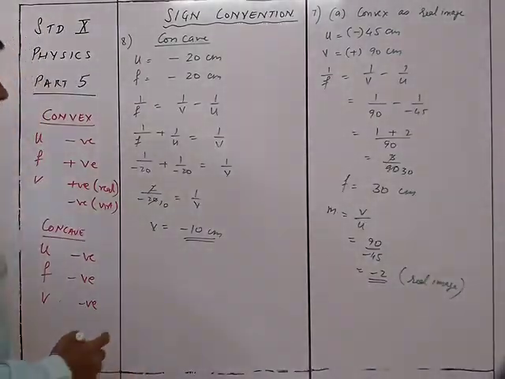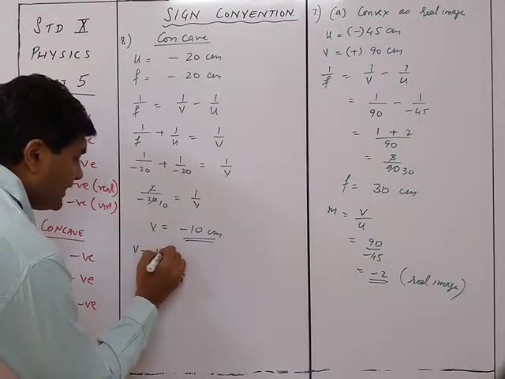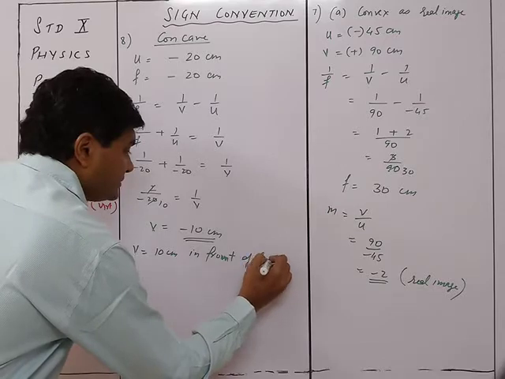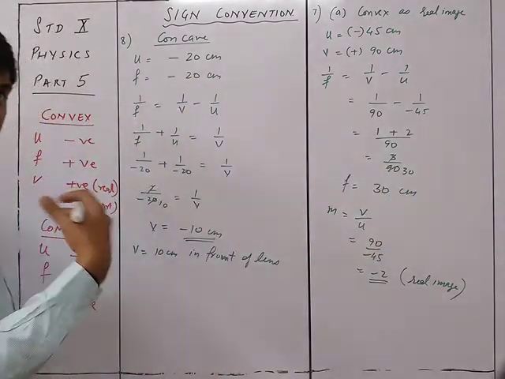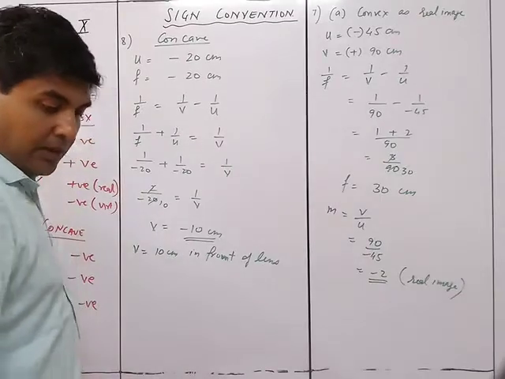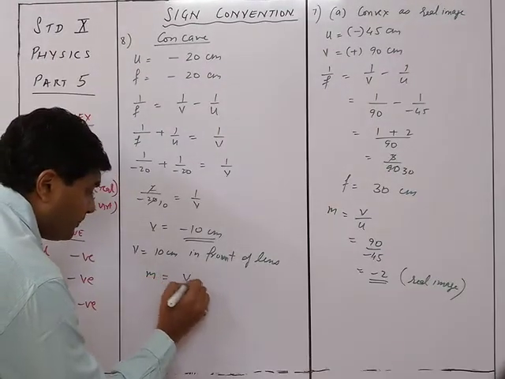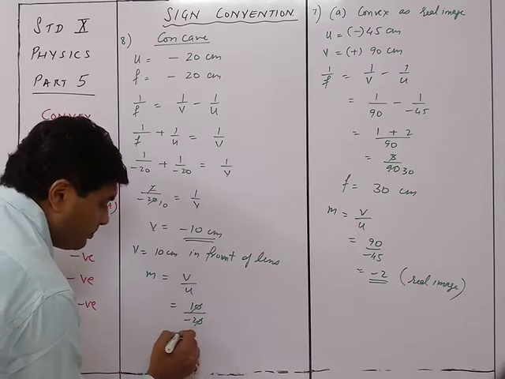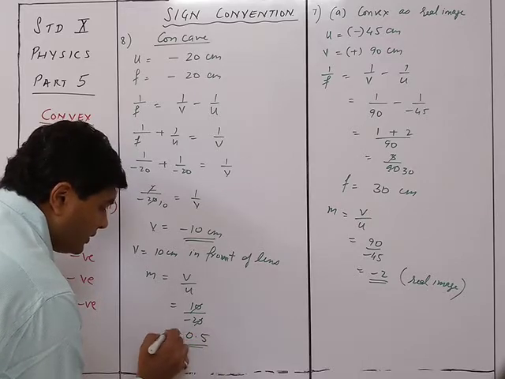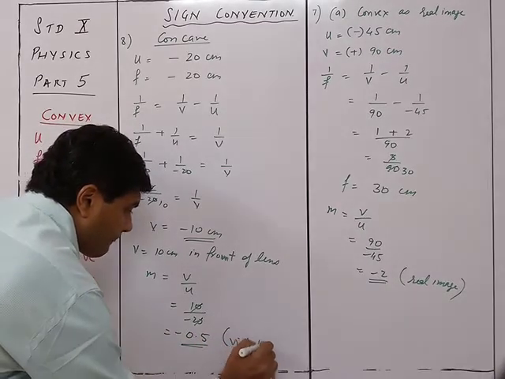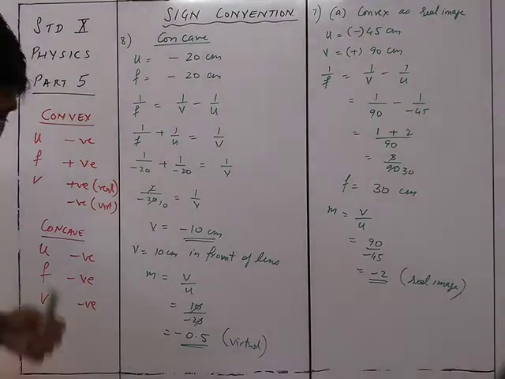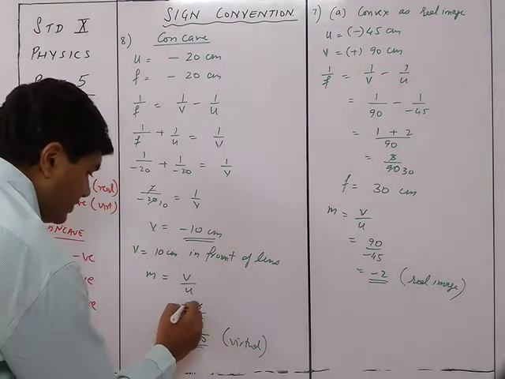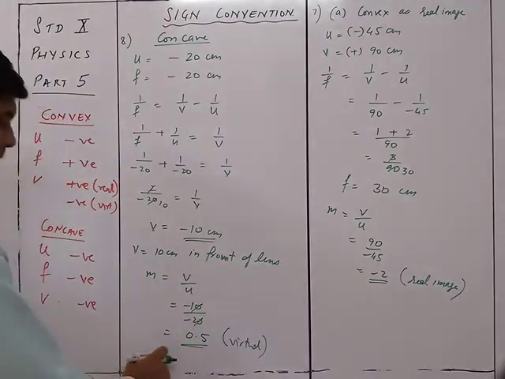So here we'll have to write that v is equal to 10 centimeters in front of the lens. It is not behind the lens, it is in front of the lens because it's a virtual image. Magnification is asked. Magnification is equal to v upon u, which is minus 10 upon minus 20. So that will be plus 0.5, virtual.